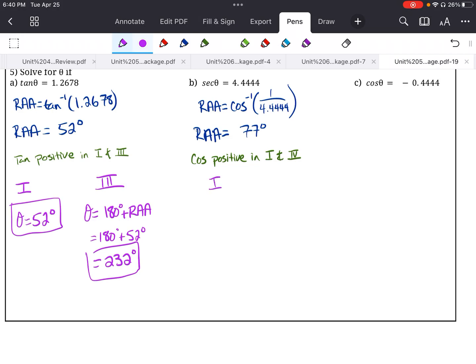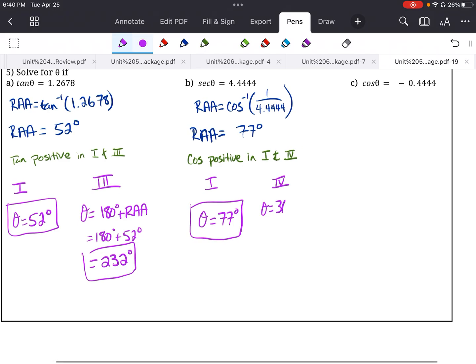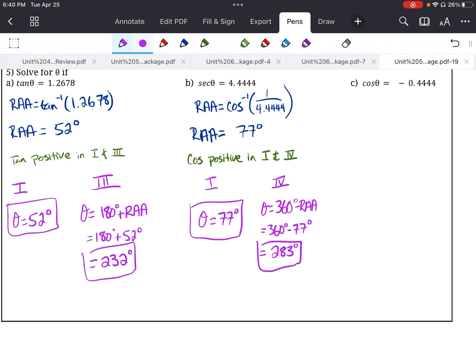So again, in quadrant 1, it's the same thing as the RAA. In quadrant 4, theta equals 360 minus the angle, which is 283 degrees. Okay, we'll just separate these.